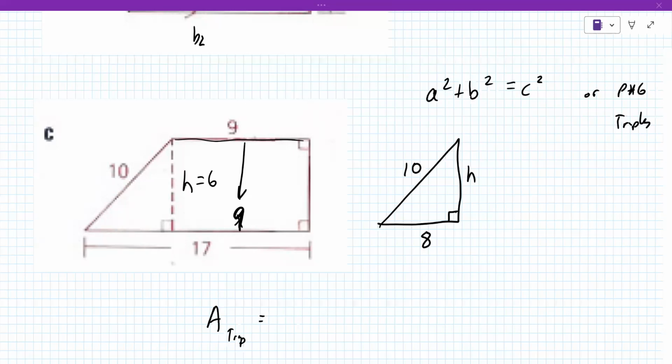78. Okay, 78, perfect. All right, let's go on to letter D.